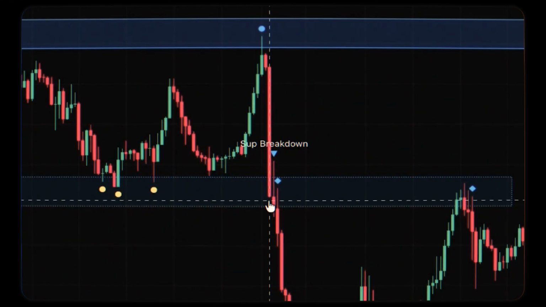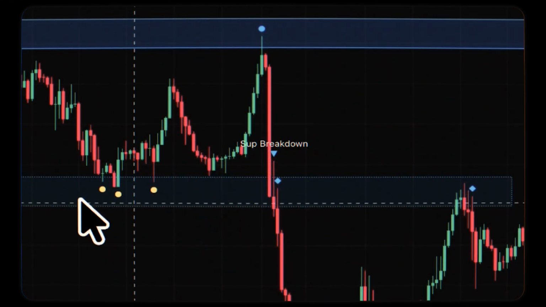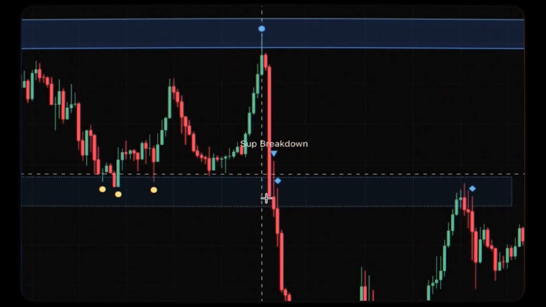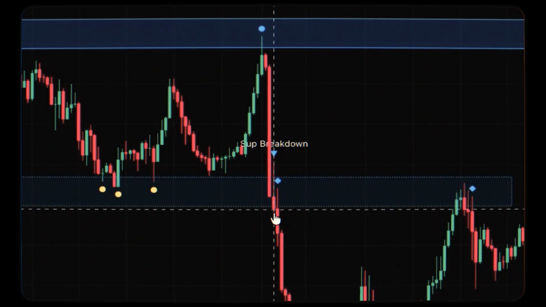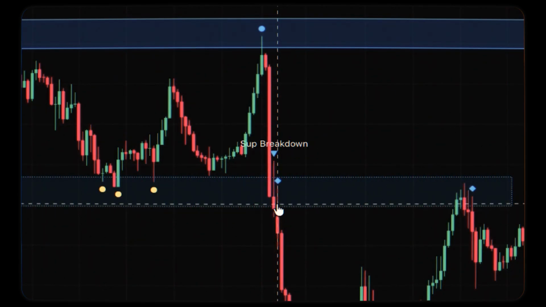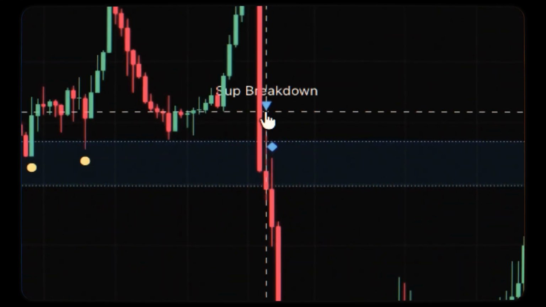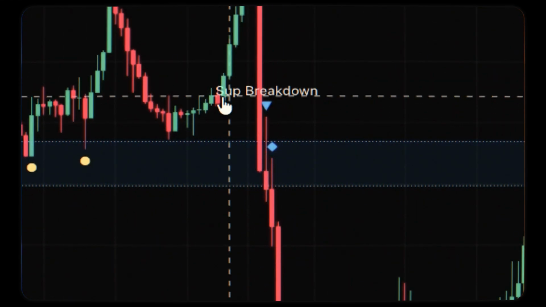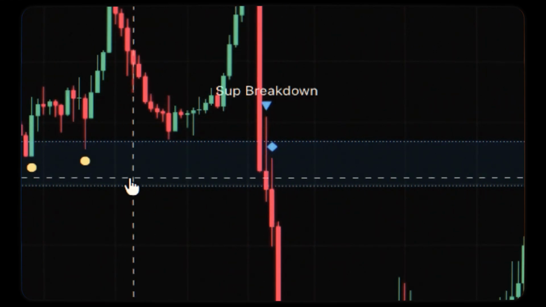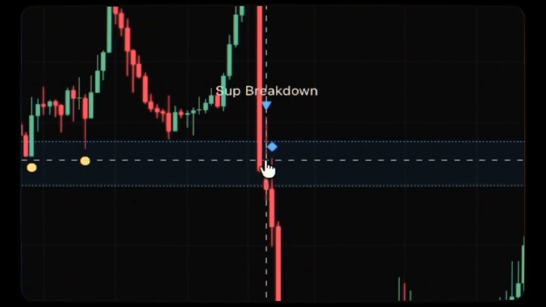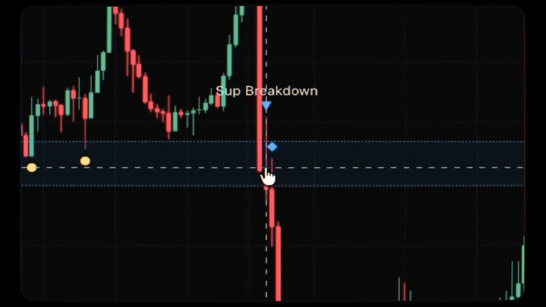As you can see here, this support zone that the indicator identified was broken at this point. You can see that this candle is closed below the zone. And when this happened, the indicator showed a breakout signal with the help of this blue triangle. And here it also shows a label that shows a support breakdown, meaning that for this support zone, we had a downside breakout.